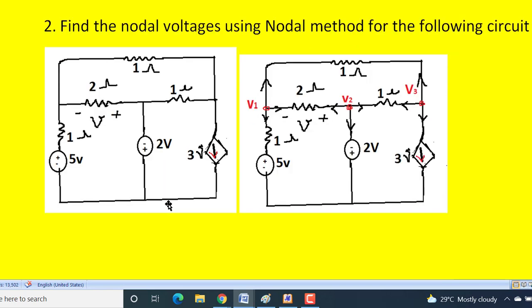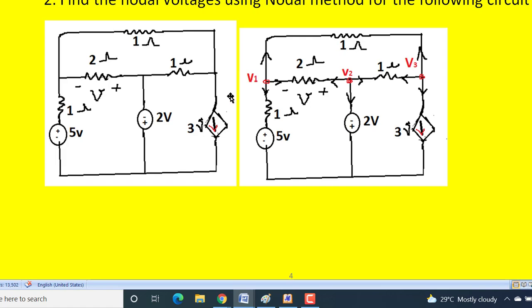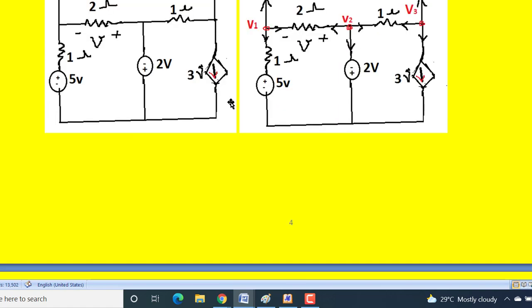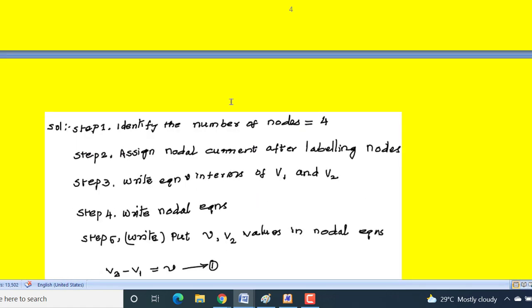So let me take another problem. It is a problem in which a voltage dependent current source is present. In this case, we want to know the nodal voltages, at this point and at this point. To solve this problem, again, we have to follow a certain procedure. So let me tell the procedure.